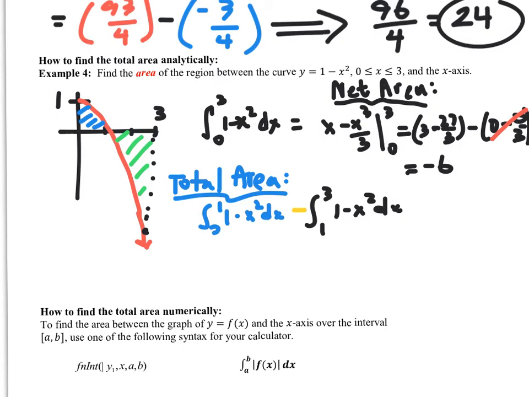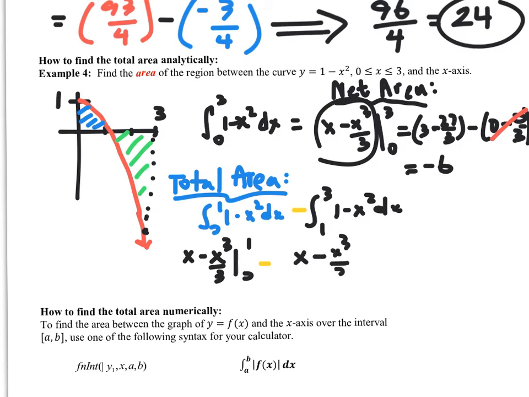Alright, so I would just be evaluating what we had up here, which is x minus x cubed over 3 from 0 to 1, and then taking what I get there and subtracting x minus x cubed over 3 from 1 to 3. So I'm going to evaluate both of these separately. I'm going to do this one in red. I'm going to do this one in blue.